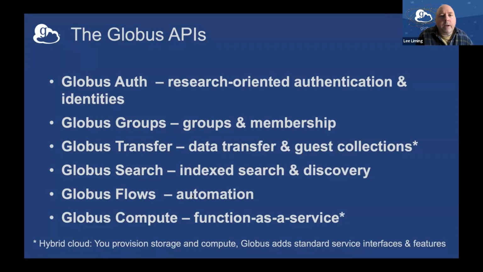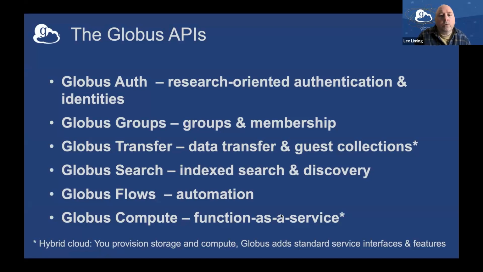The Globus Flows API is what we use for automation. This is where you can define a flow by specifying all of the steps that need to take place, what all the inputs and the outputs are of those steps, which order the steps need to be run in, and then get back a flow ID that you can use to run the flow and launch a run of a particular flow that you or somebody else has defined in the system, and get the results of the run as it completes, and check the status of it while it runs.